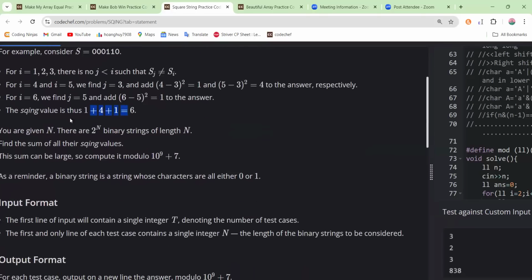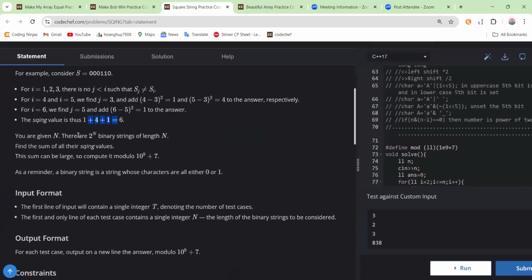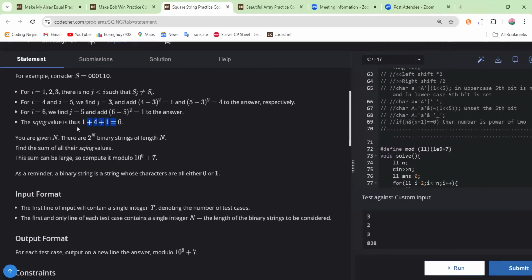So now, what is the question? This is actually how we are calculating the squing value. But the question is that you are given n. So we know that if we are constructing a binary string of length n, there are a total of 2 power n binary strings possible, isn't it? So you need to find the sum of all their squing values. And since this sum can be large, you need to compute it modulo 1e9 plus 7. Okay, so that's the question for you.